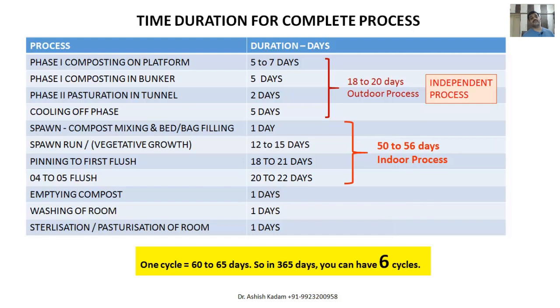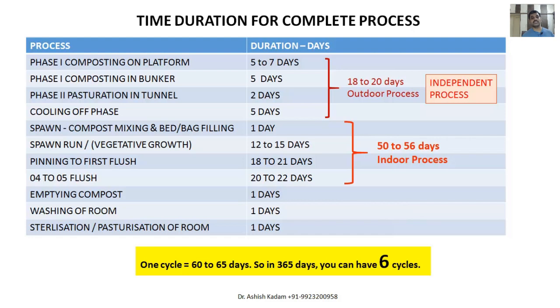Again I'm saying, if you are using human labor, then it is not possible to empty the room, you will require certain infrastructure for that. Then washing the rooms takes 1 day, and for sterilization, pasteurization, we will require 1 day, and after that again the rooms will be ready for the second crop or for the next crops.